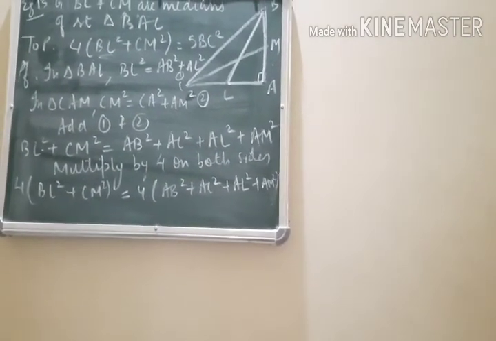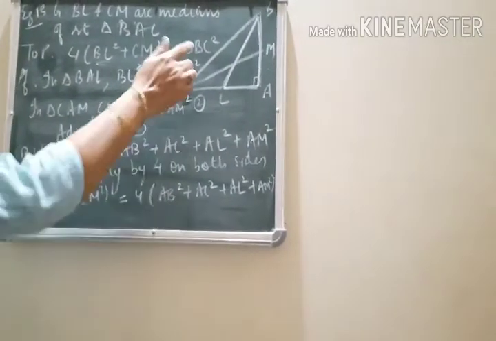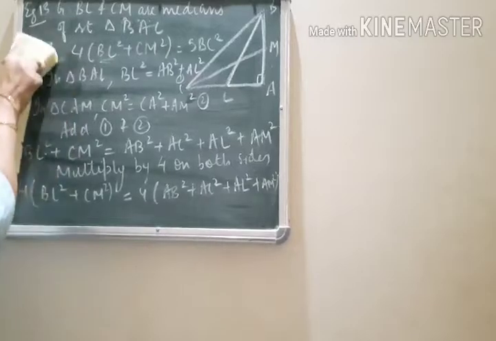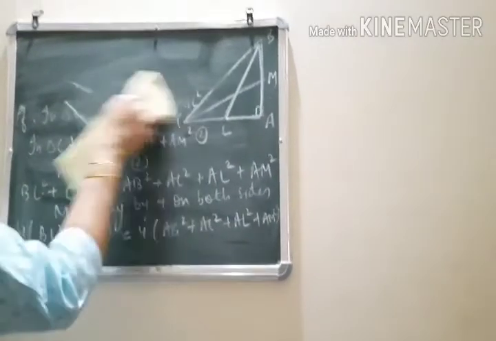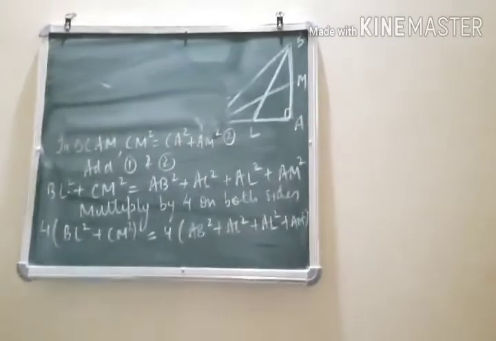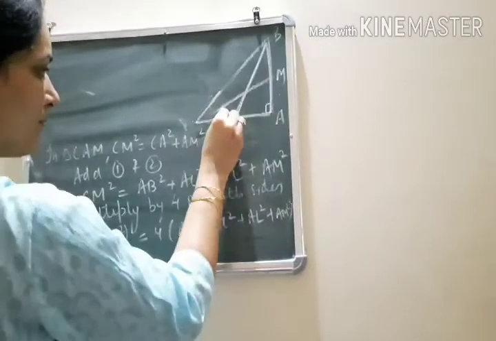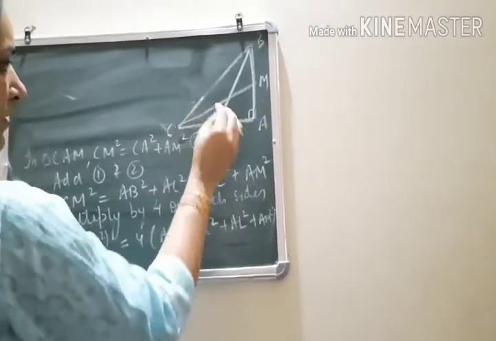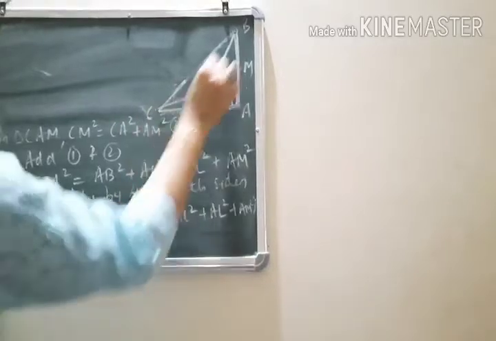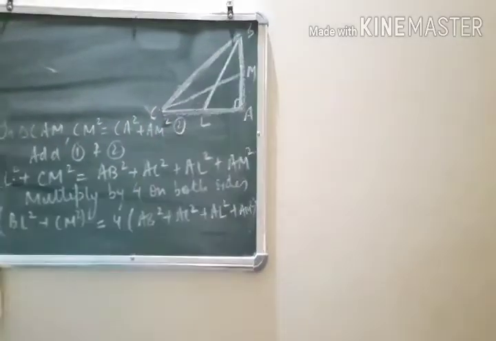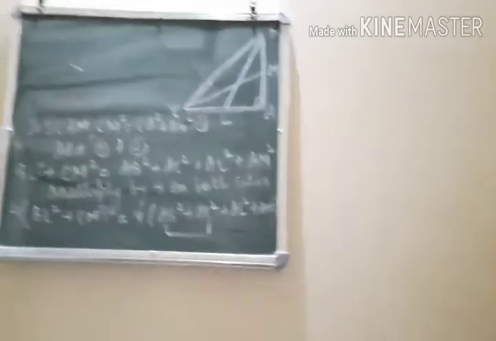Now the left hand side we have got. Now all these are to be converted into 5 BC square. How will we do that? Now you can see AB square plus AC square. This is your C. AB square plus AC square. This is also a right triangle. It is equal to BC square. So this can be written as BC square.